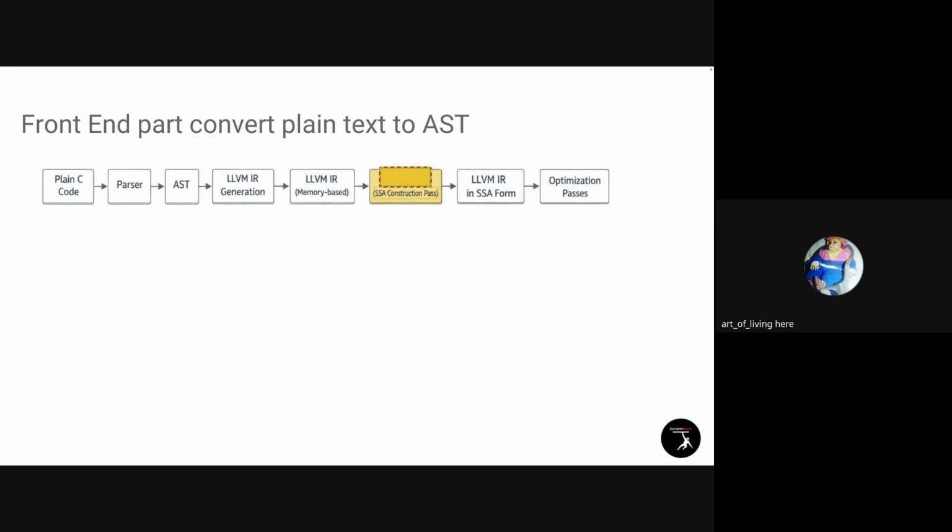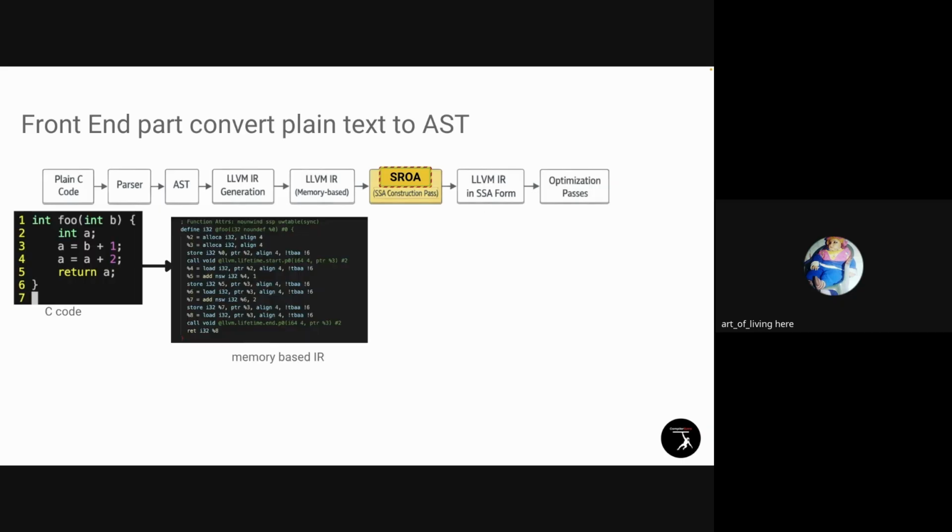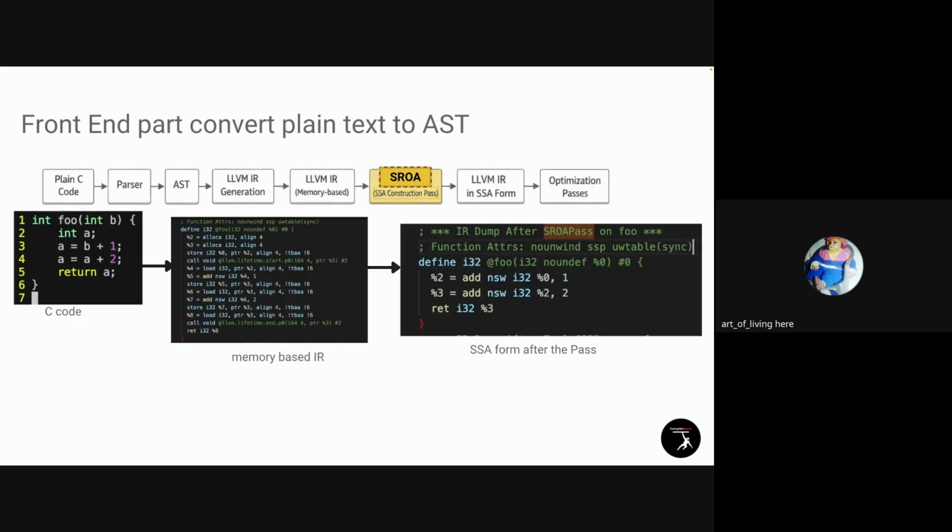Initially mem2reg was there, but now the SROA pass does it. You have a C code. It will first convert to memory based IR, then to SSA format. This is C code I generated with a more optimized level, so that's why it's not showing the phi node or other things. At a more optimized level your if else becomes select and new instructions, anything can come.